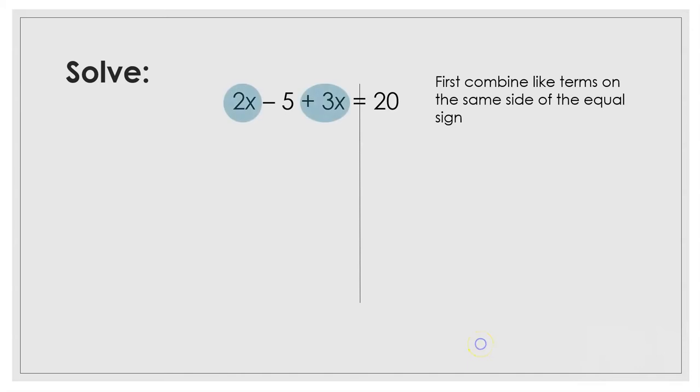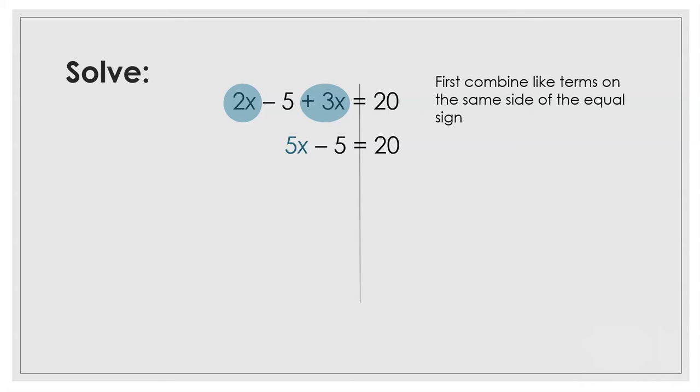I'm going to take my 2x and my 3x and combine them together, which will give me 5x. And then I'm going to bring everything else down. Then I'm going to take another look at it. I see that I have now all of the x terms on the left, which means I need to move all of the numbers to the right.